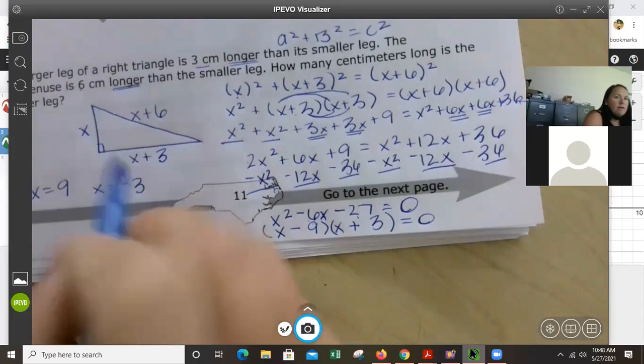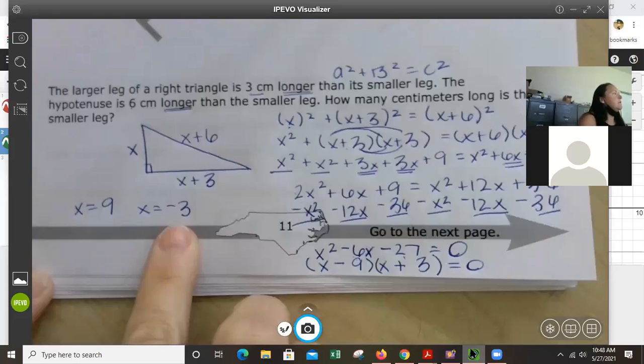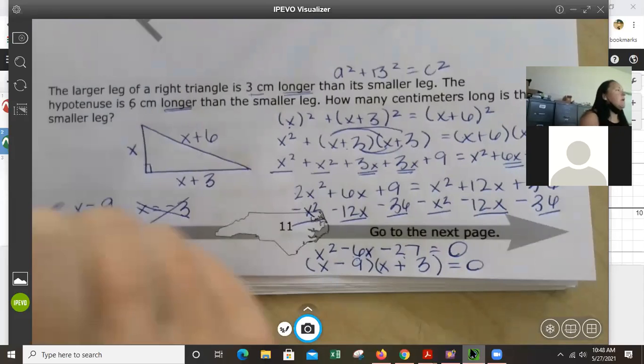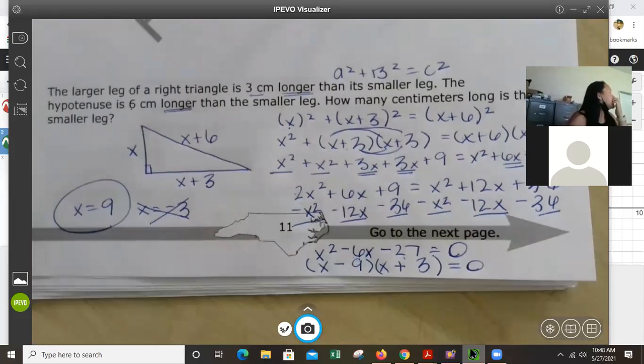Can I have a distance of -3? No. So what's my distance for x? It wanted the smaller one. That is the smallest one. So it's not a lot. It's just a lot of work. It's not super hard work.